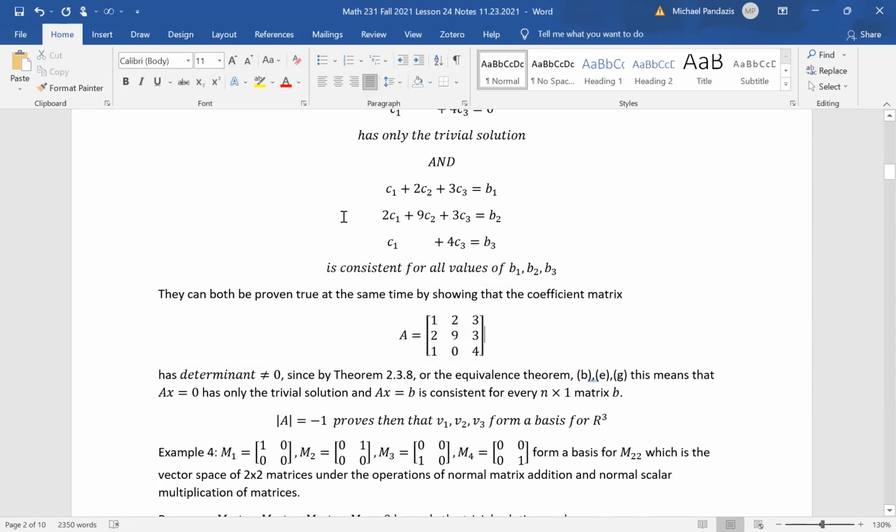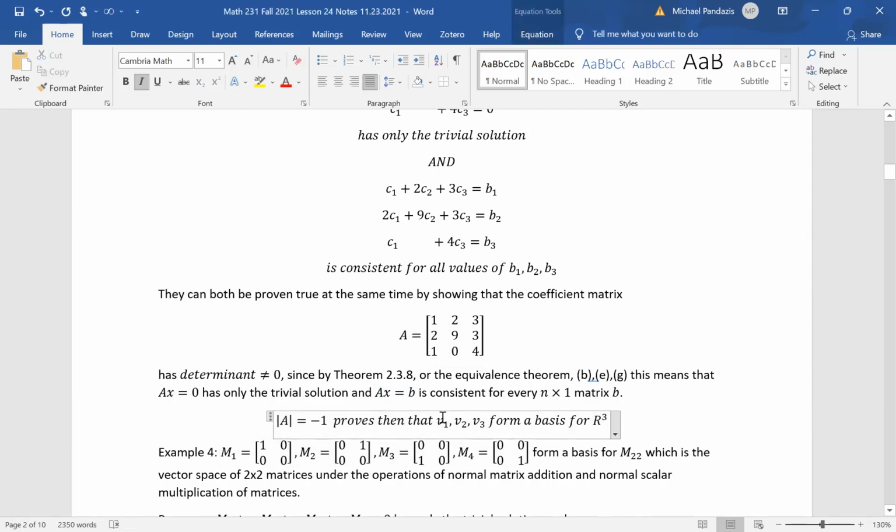Okay, if you show the determinant of the coefficient matrix is non-zero, by theorem 2.3.8, or the equivalence theorem, parts B, E, and G, it means that AX equals 0 has only the trivial solution, and AX equals B is consistent for every n by 1 matrix B. So by knowing the determinant is non-zero, that's equivalent to saying that AX equals 0 has only the trivial solution. It's also equivalent to saying AX equals B is consistent for every n by 1 matrix B. Okay, so when you find the determinant of that matrix A, you get -1.